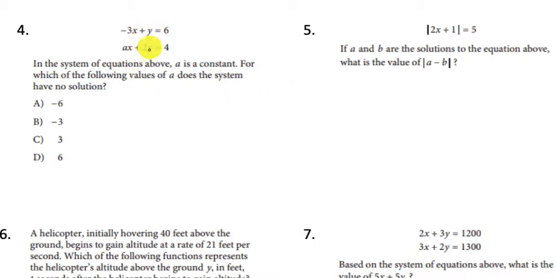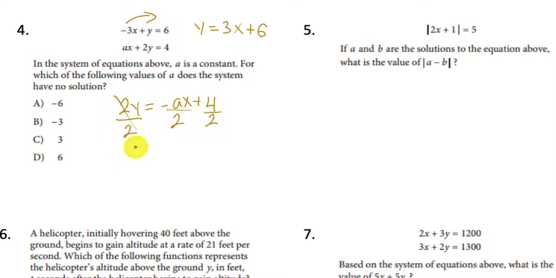So what we need to do is get y by itself for each equation. On top, all we have to do is add 3x over, and we'll be left with y equals 3x plus 6. The second equation, we first have to subtract ax. We'll have 2y equals -ax plus 4. And then we're going to divide everything by 2. Here we're going to get y equals -a over 2 x plus 2.